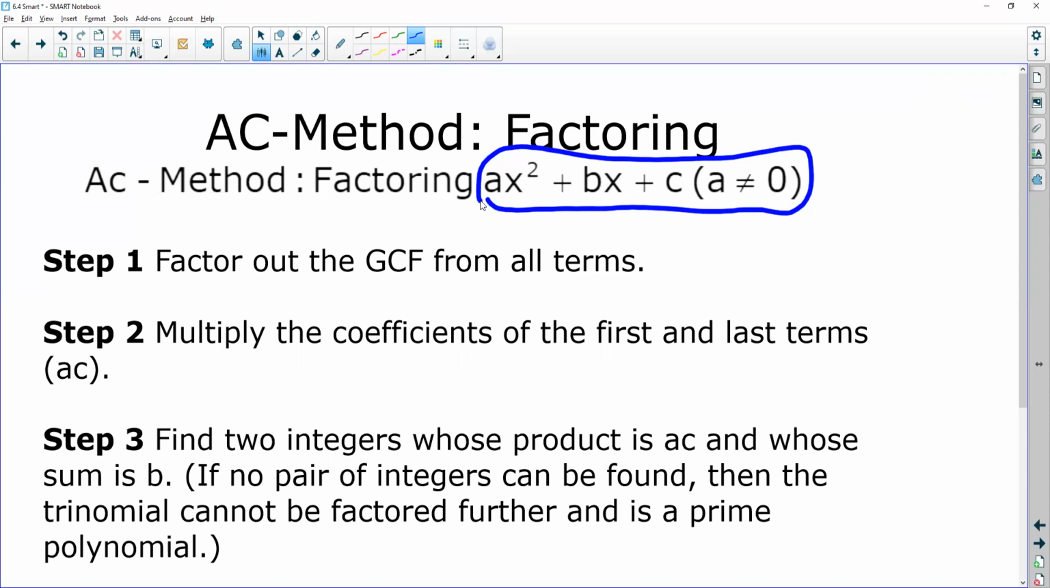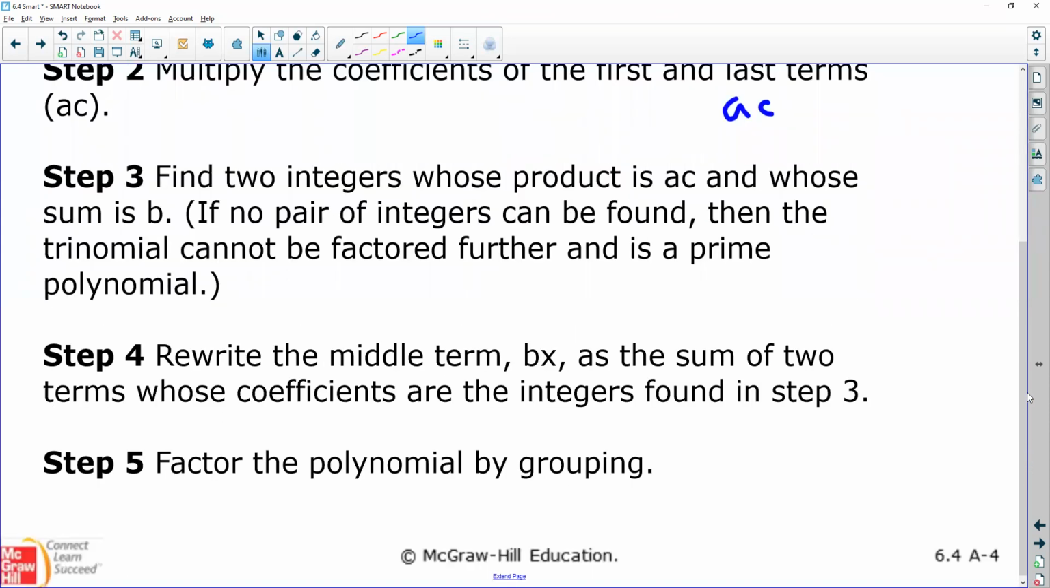So the first step is always going to be to take out the greatest common factor every single time. That is never going to change. What you're going to do next is multiply a times c. Multiply the coefficients of the first and last terms, not the variables, just the numbers. You're going to find two integers whose product is a times c and whose sum is b. This is very similar to what we did last time, okay? Except this time, the product is a times c rather than just c.